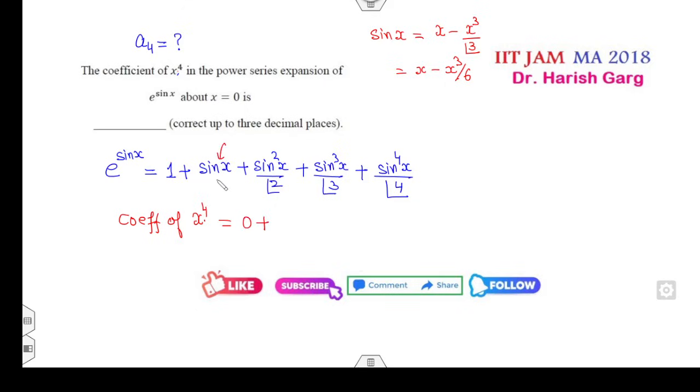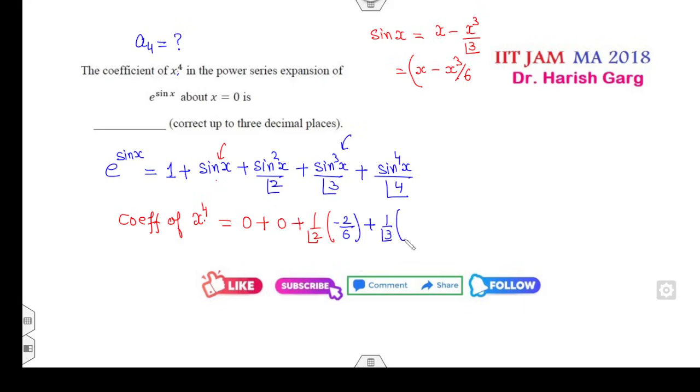Is there a term involving x raised to power 4? 0. It's 1 over 2 factorial sin square. If you put it as a square, can you get the coefficient of x^4? Yes, you can get the 2ab. That will be 2 over 6, 2ab will be formed. Now look at the x cube.